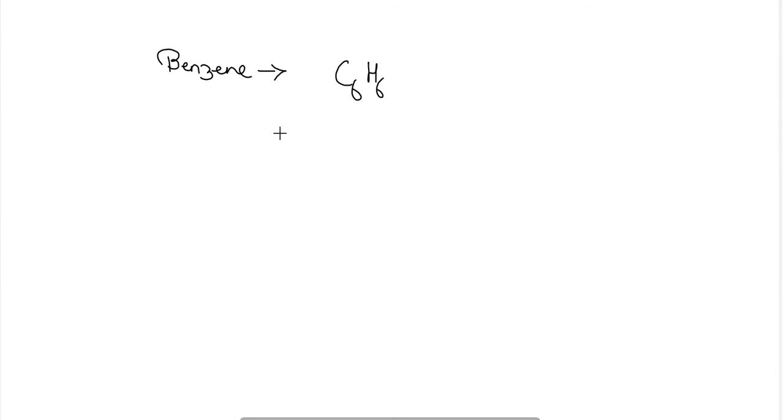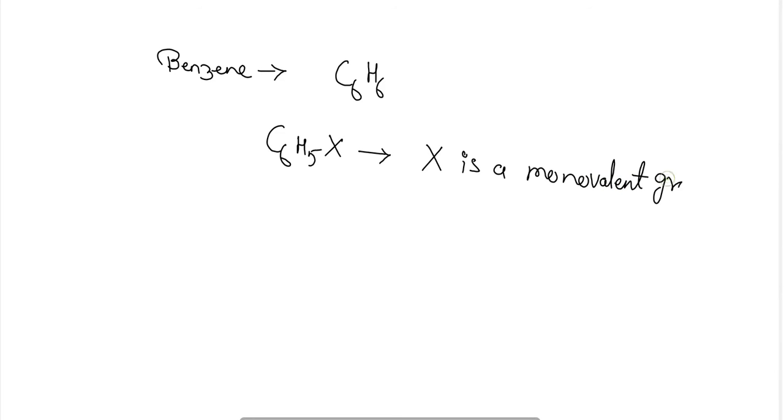When one hydrogen is replaced or substituted by another group, it is termed as C6H5X, and this X is the monovalent group, which replaces one of the hydrogens from the benzene ring. Hence the new compounds which are formed are termed as monovalent substituted derivatives.